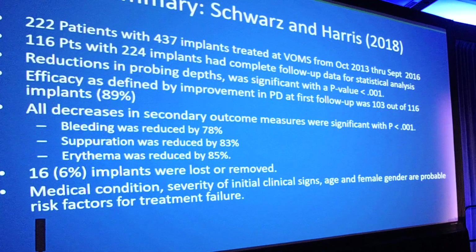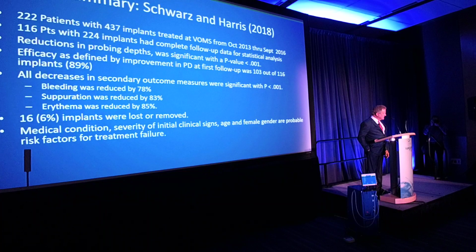So elimination of bleeding, pus, and redness took place in 89% of the patients. All decreases in secondary outcome measures were significant to a p-value of less than 0.001. 16 of the implants were lost or removed, that's 6%. And there were some medical conditions and other issues that looked like they may have played a role. I then thought, man, we're on a roll, this is so cool. There's nothing in the literature like this, nothing.